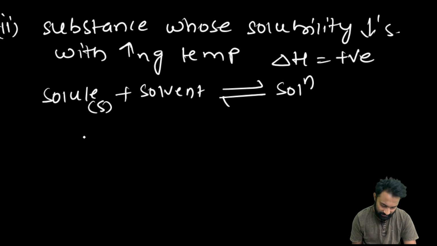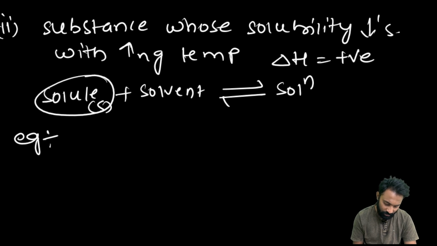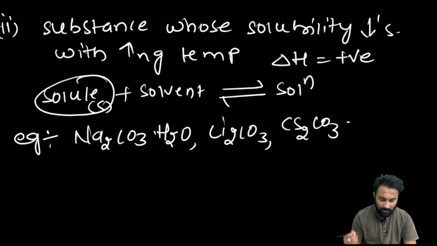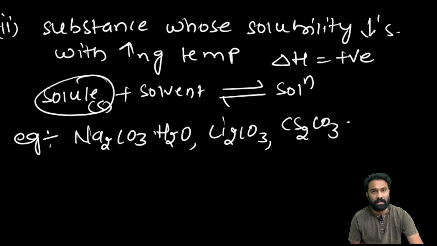Here are the examples for this one, where upon increasing the temperature, the solute which was soluble has lower solubility. Examples are sodium carbonate, lithium carbonate, and cesium carbonate. Clear? These are some examples. Upon increasing the temperature, those solutes' solubility will decrease.